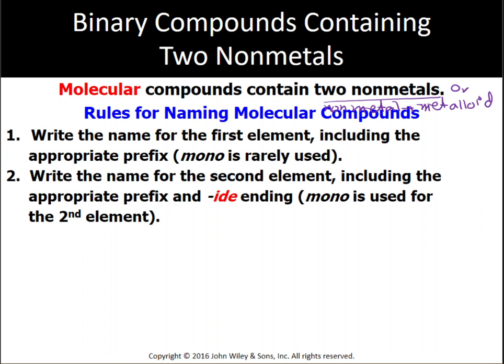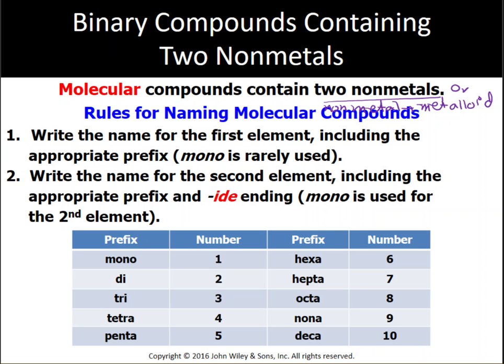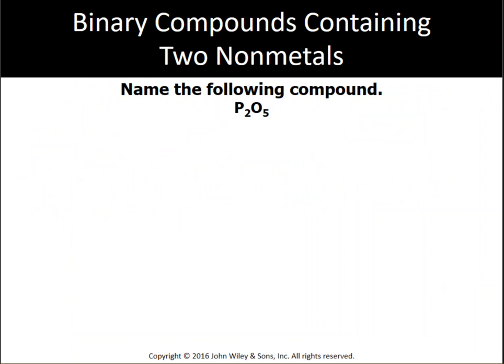You write the name for the first element, including the appropriate prefix. We don't use mono for the first element. And then we write the name for the second element, including the appropriate prefix and the ide ending. Now these prefixes from 1 through 10, memorize them. So let's look at a couple of examples and I'll show you how you do naming for molecular compounds.